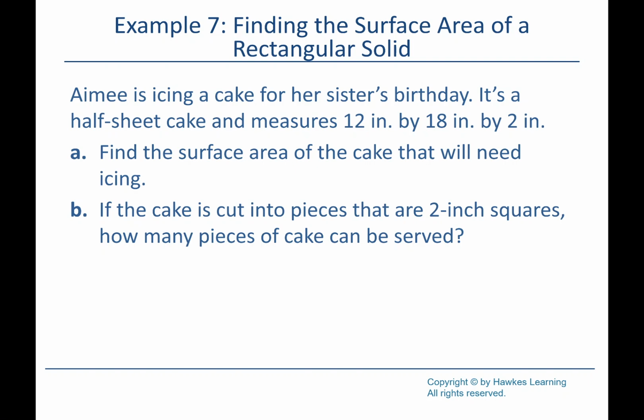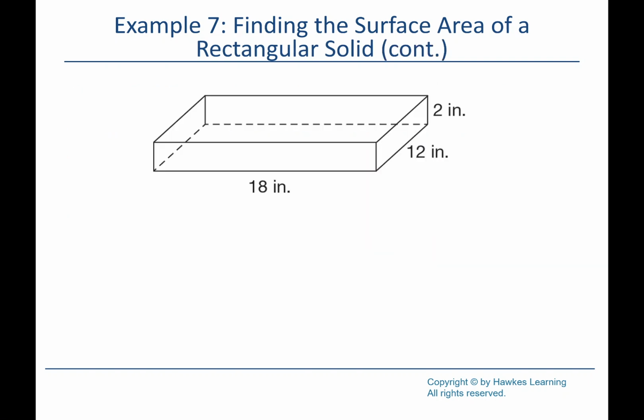So here's a little sketch. There's our cake with the dimensions on there. To me, it's easier just to think about the pairs of matching sides. So if I want the surface area, I'm going to do the front and the back first. So the front would be 18 inches by 2 inches tall. So 18 times 2, that would be 36 square inches. That's the front and back.